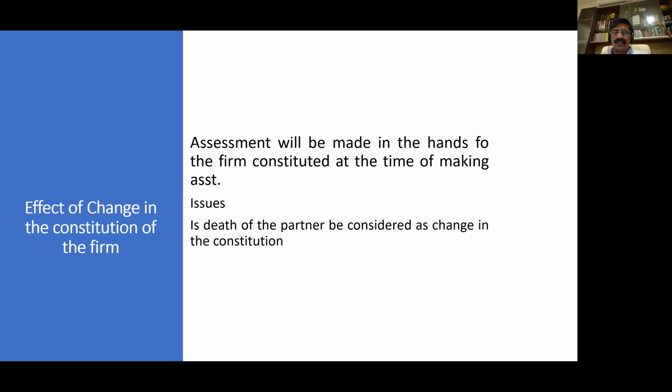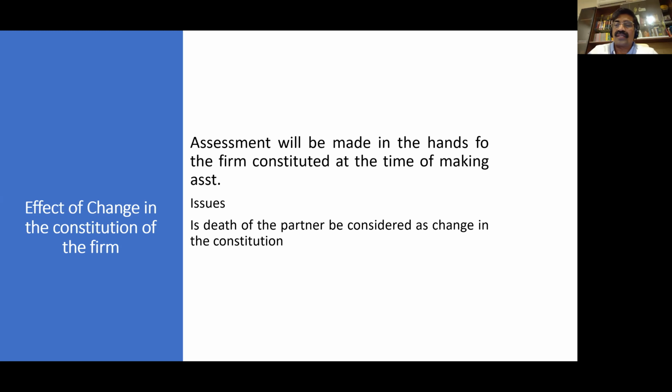What are the implications? If you satisfy section 187, if you come within 187, then assessment will be only one assessment for that year. And that assessment will be made in the hands of the firm constituted at the time of making the assessment. The real advantage of 187 is that there will be only one assessment only. Now, if you don't satisfy section 187, then for the same assessment year, multiple assessments will have to be made. That means I have to make two assessments if I don't satisfy 187. So very, very crucial consequence.